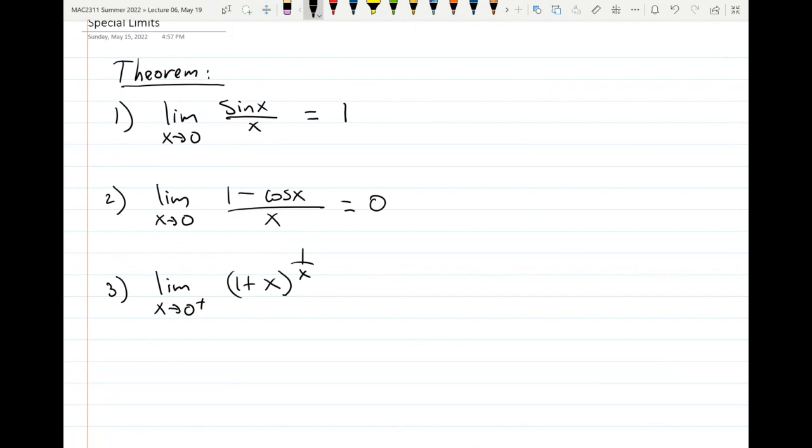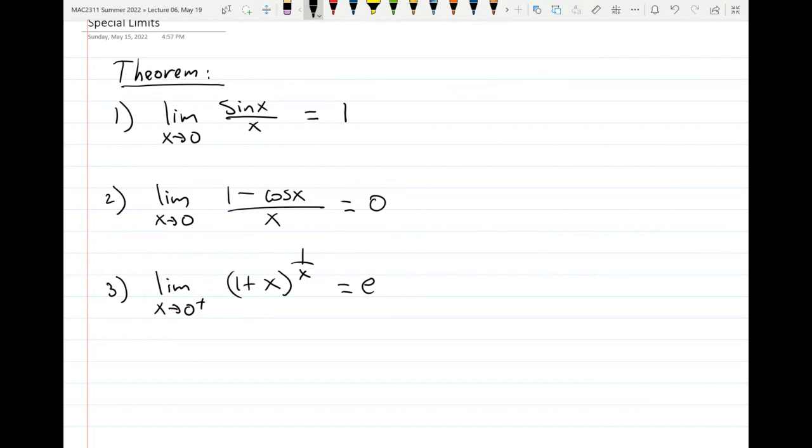And the last one, there's another type of indeterminate form that we will study in general later, which is 1 to the infinity. Notice that when you plug in 0 here, you get 1 in the base and infinity in the exponent. So 1 to the infinity is also an indeterminate form. This is equal to the number e. Now, number 3 doesn't really require justification because this is just the definition of the number e. That's how we define e.